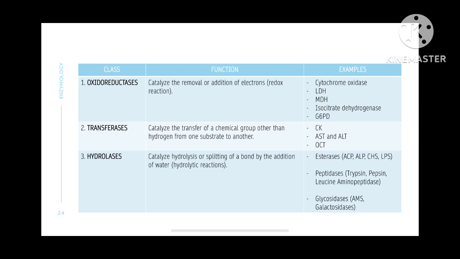Representing number 3, the first digit in the six classifications of enzymes, would be hydrolases. Their main function is to catalyze the hydrolysis or splitting of a bond by the addition of water. For the hydrolases class, they do hydrolytic reactions. Examples of which would be the esterases, so acid phosphatase, alkaline phosphatase, lipase, also the peptidases, trypsin, pepsin, leucine aminopeptidase, and also glycosidases like amylase and galactosidases.